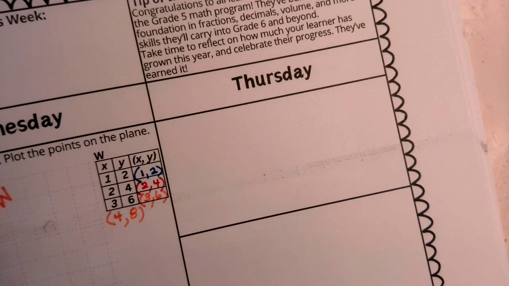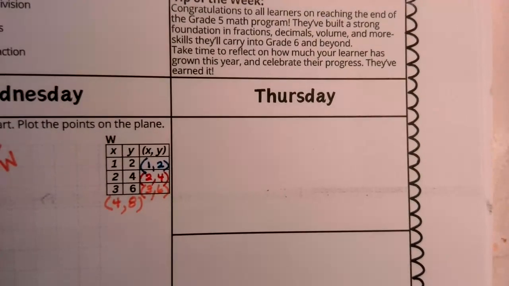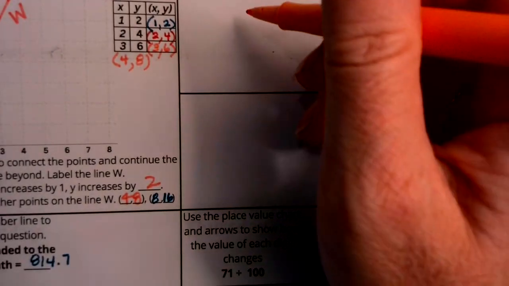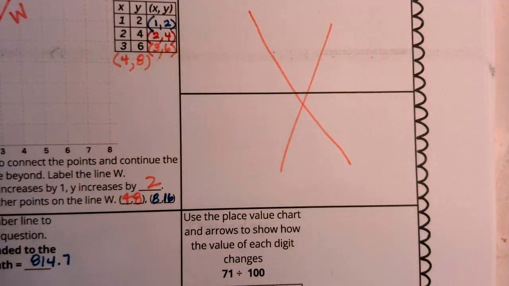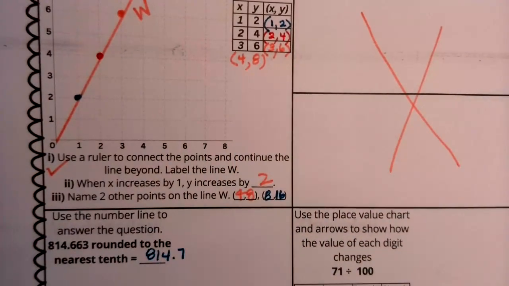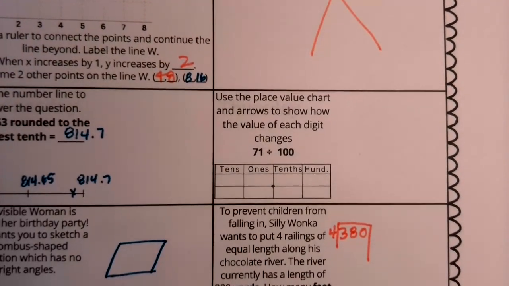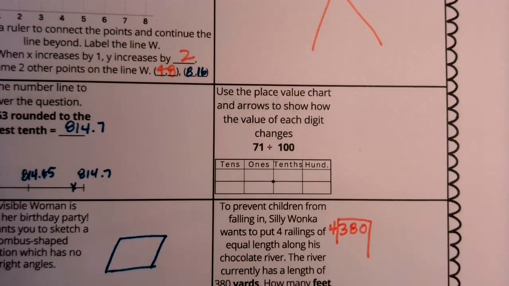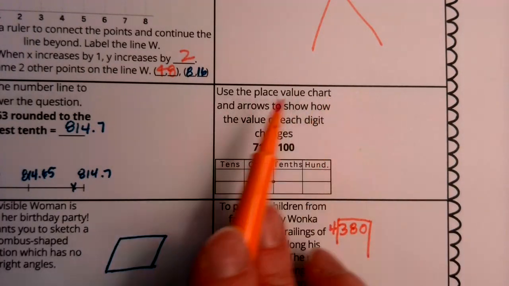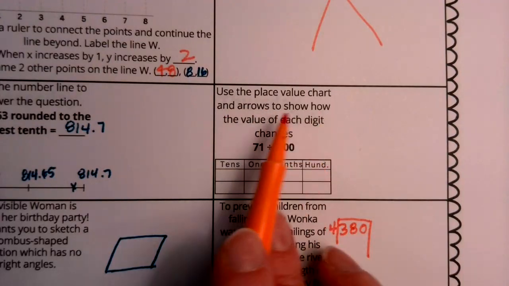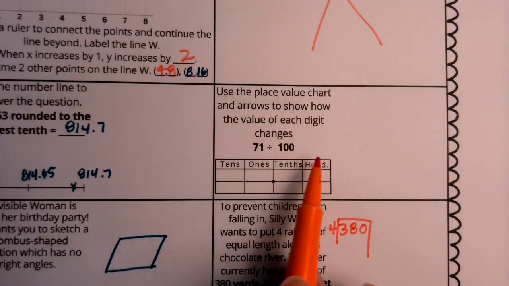Good morning, mathematicians. On this final Thursday, our week 36, we actually already answered questions 1 and 2 yesterday with our coordinate plane. So we're going to jump on down to some place values and some moving parts. So notice here what we're doing. Use the place value chart and arrows to show how the value of each digit changes.